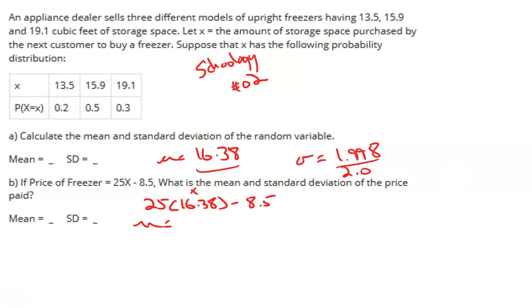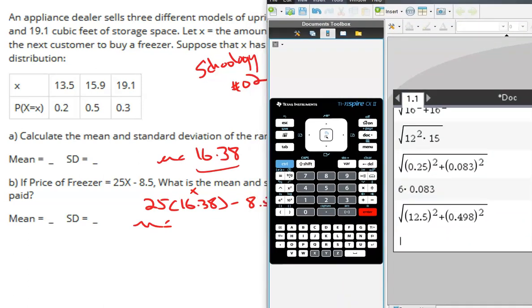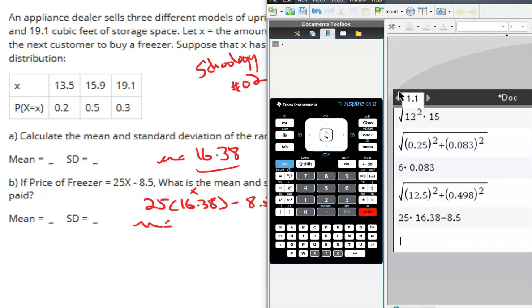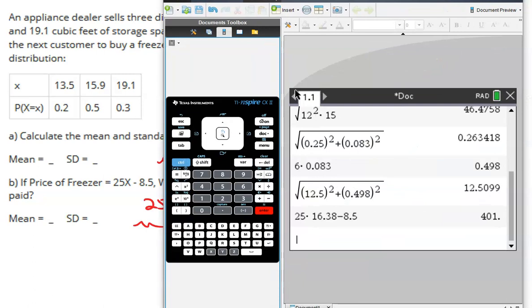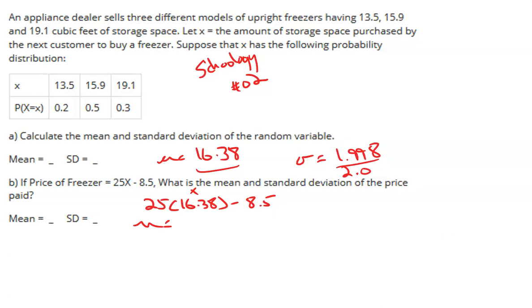I'm going to use a calculator real quick. So it is 25 times 16.38, which is the average, minus 8.5. And I get 401. So $401, 25 times 16.38 minus 8.5, and I get the mean is $401. I would just put 401 in there, stay off the dollar sign on that.